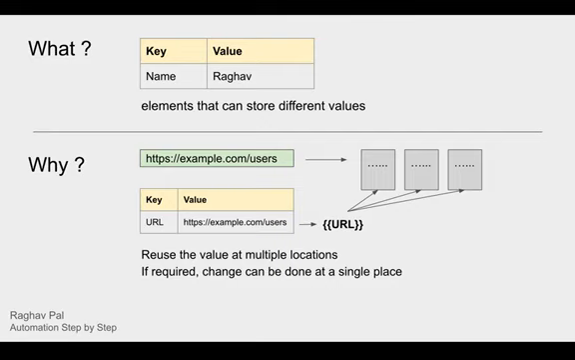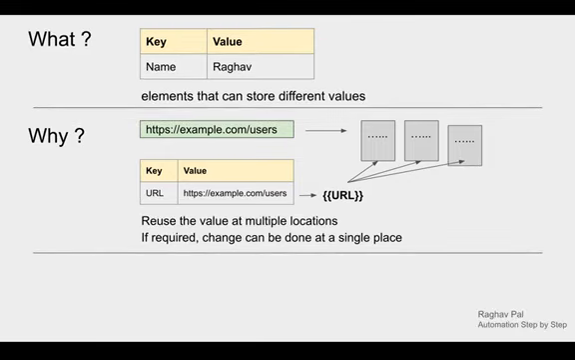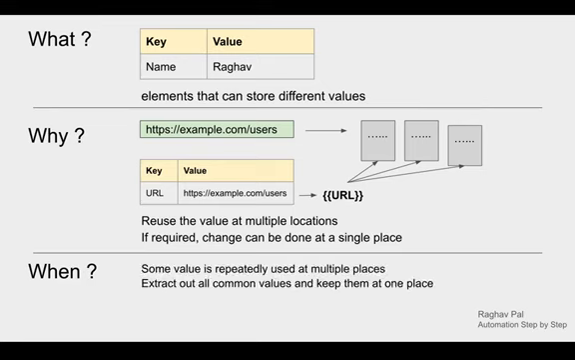So this is what variables are and why do we need variables. Now, when do we need variables? Whenever there are common values or repeated values in your test, in your scripts, it is always good to keep all these common and repeated values in variables and keep them at a single location from where you can reuse them, and whenever change is required, you have to change only at a single place.